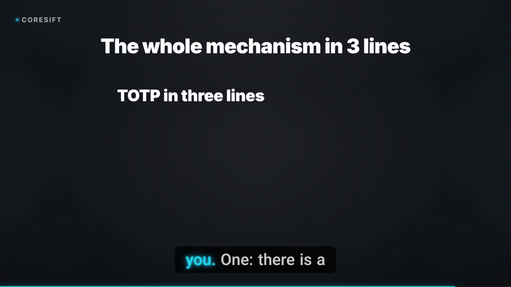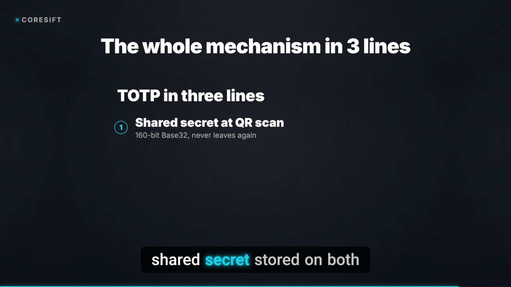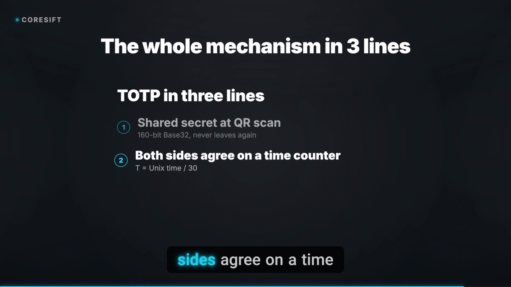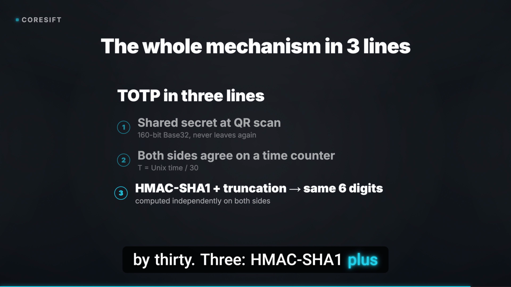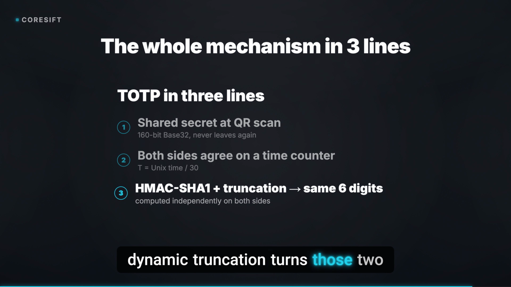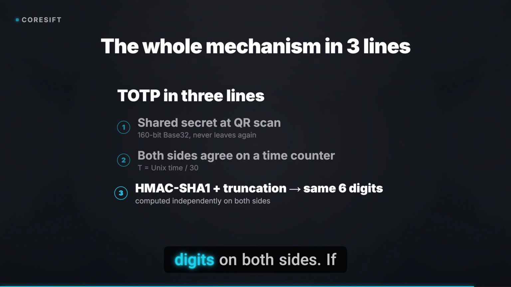3 things to take with you. 1. There is a shared secret stored on both sides at the moment you scan the QR. 2. Both sides agree on a time counter from Unix time divided by 30. 3. HMAC-SHA-1 plus dynamic truncation turns those 2 numbers into the same 6 digits on both sides.